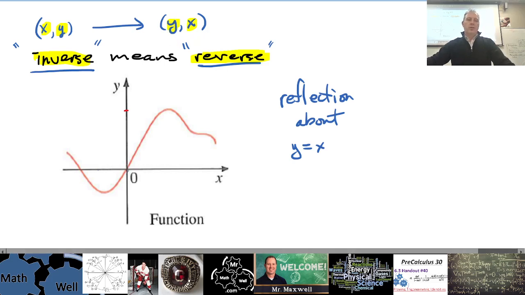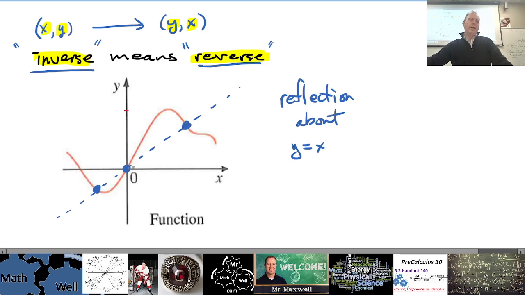So (0, 0) is going to be the same, obviously, and so is anything that's on the y equals x line. Let's say this is the y equals x line. If I have, let's say, approximately (-3, -3), then that point is going to be an invariant point, right? It doesn't change. It's going to be on the inverse as well, as is this one. That point is going to be on the inverse as well.